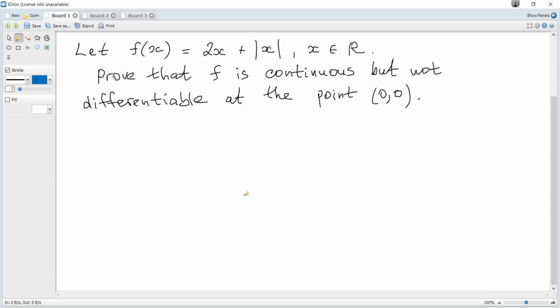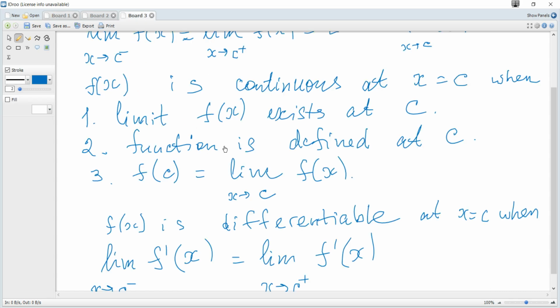Let f(x) = 2x + |x|, where x is real. Prove that f is continuous but not differentiable at the point (0, 0). Let's review key definitions first.